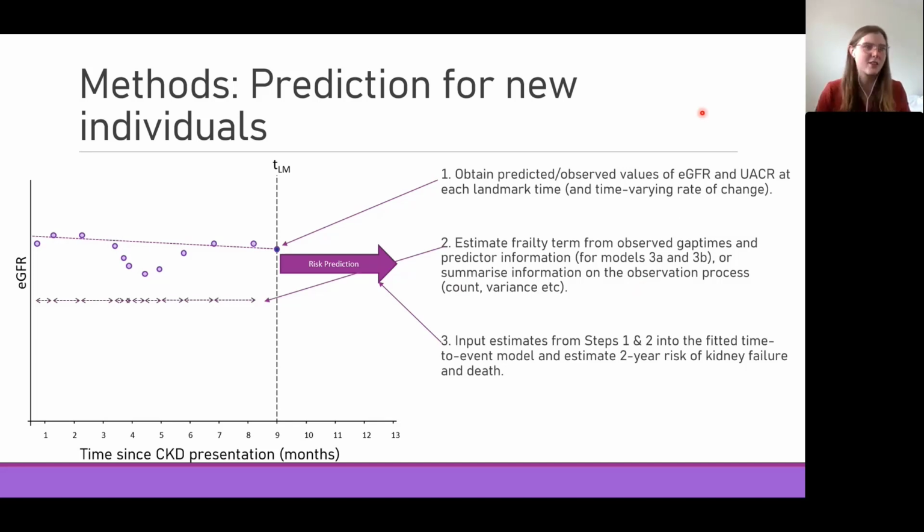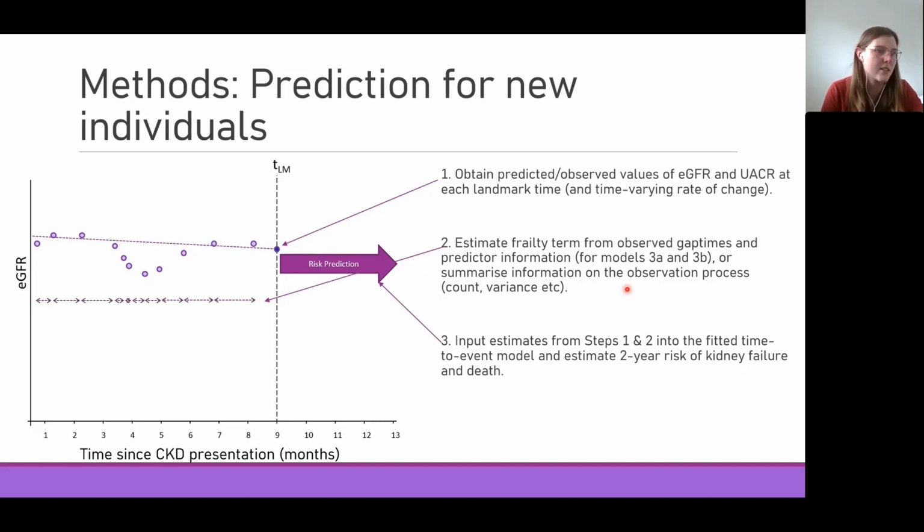So just to summarize the way that we actually make predictions for new individuals. At the first step, we obtain our predicted or observed value of EGFR and UACR. So that's from the first model, the mixed effects model that I presented. You can get estimates of the random effects for what that would be for new people. You also estimated the time varying rate of change. So that's this point here. We want to make a guess as to what EGFR is at the time that we're making a prediction.